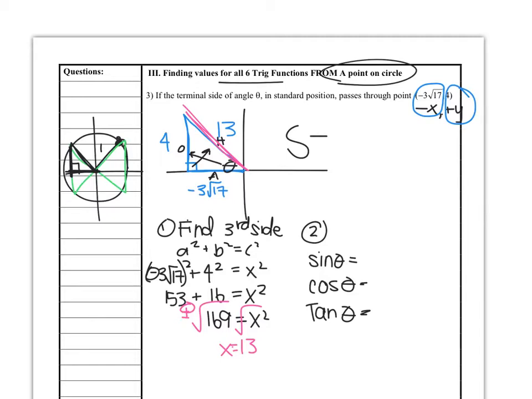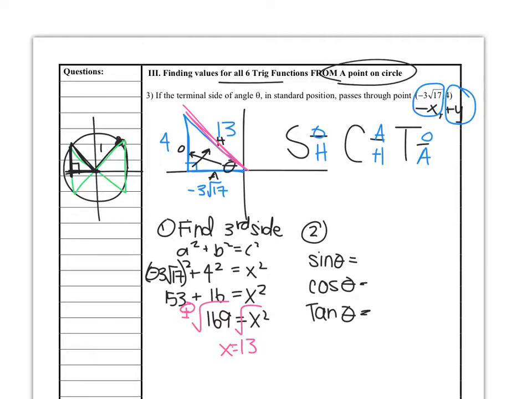All right, see if you can write out SOHCAHTOA. S blank blank, C blank blank, T blank blank. So, TOA. Some old horse caught another horse, taking oats away. All right, here we go.